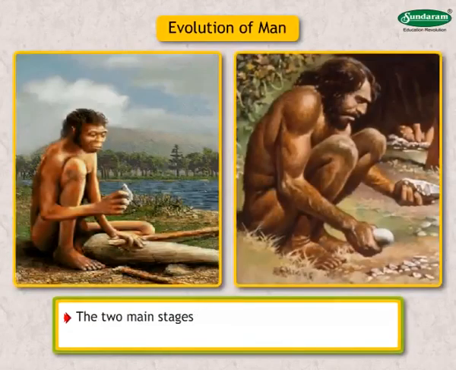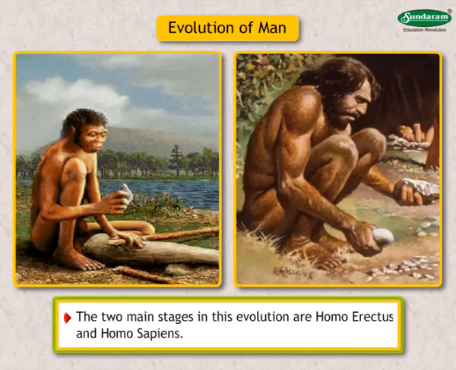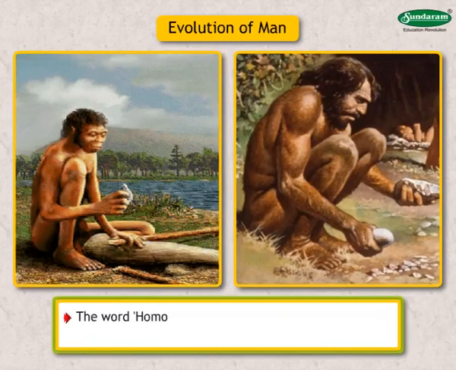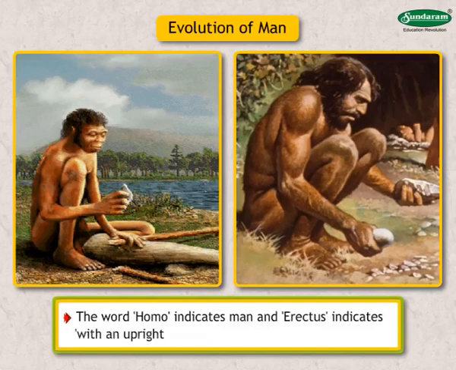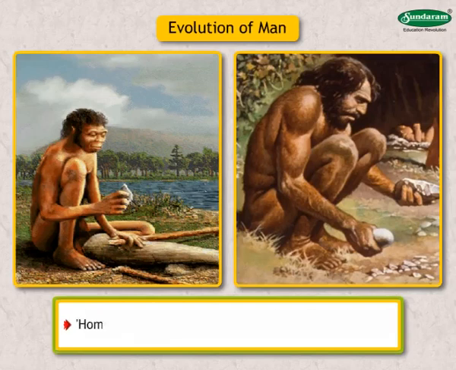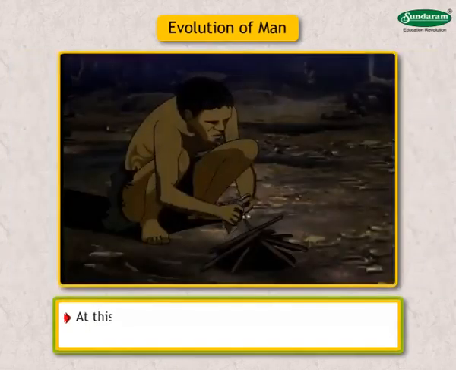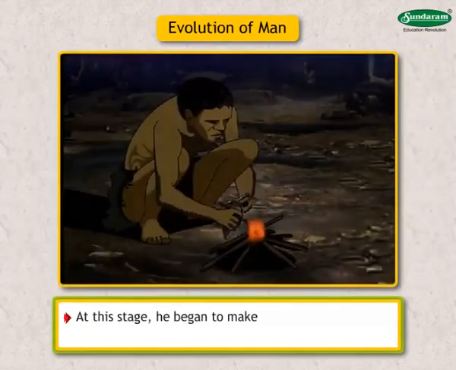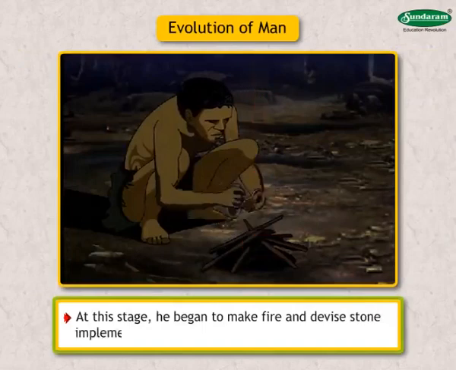The two main stages in this evolution are Homo erectus and Homo sapiens. The word Homo indicates man and erectus indicates with an upright spine. Homo sapiens means the wise man. At this stage, he began to make fire and devise stone implements.